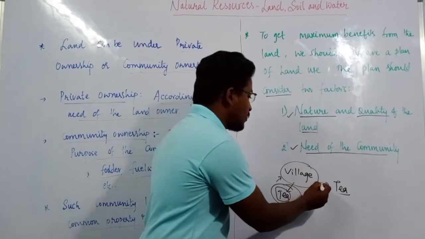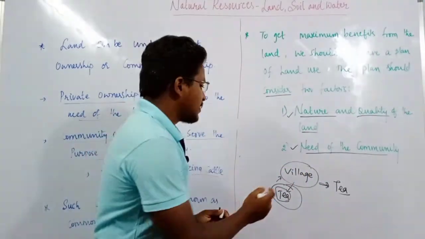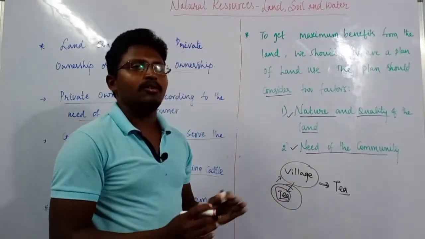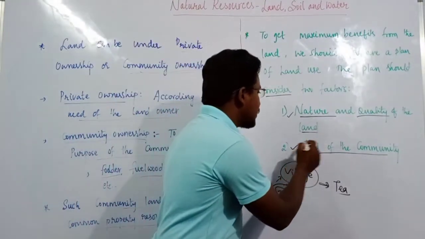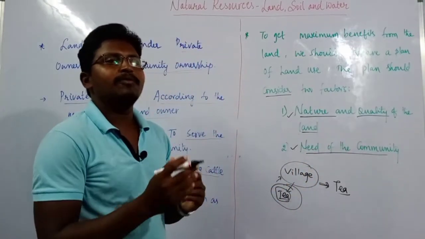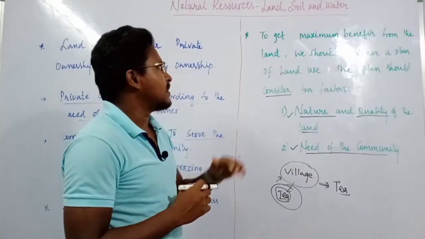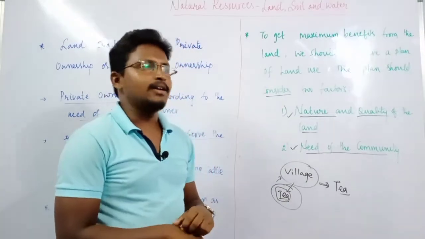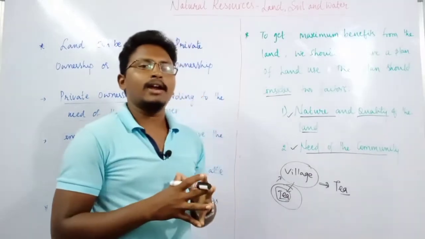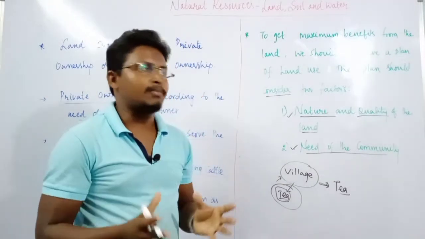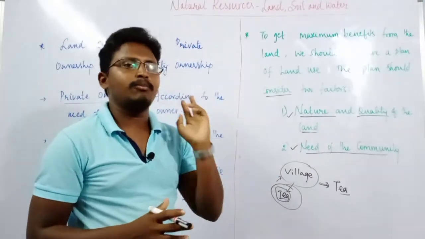Because as I told, if the entire village people are tea lovers, obviously they'll buy the tea leaves or tea powder from this land. Like this, we should also ensure the need of the community before we go for this land use plan. So in order to maximize the benefits from this land, we should have a land use plan. And before having this land use plan, what we have to ensure is that it should consider two important factors.